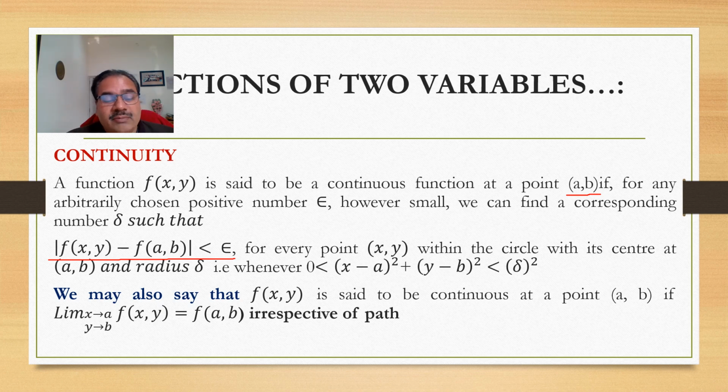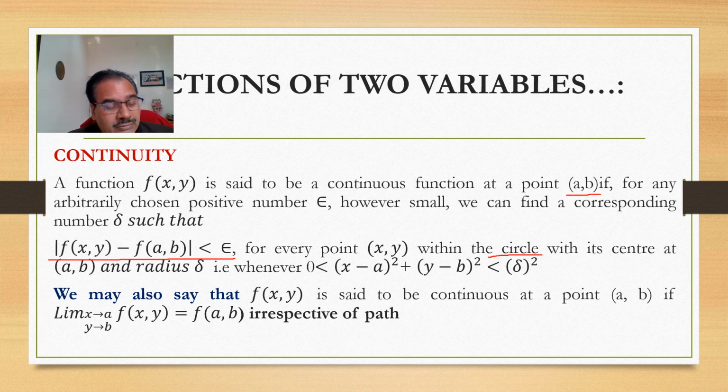Remember, you know the function with a single variable: what is the limit and what is the continuity? Now, since we are going to discuss two variables, continuity may be defined like this for the two variables x and y. The modulus of f of x, y minus f of a, b is less than epsilon for every point (x, y) within the circle with its center at (a, b) and radius delta, whenever 0 is less than (x minus a) whole square plus (y minus b) whole square is less than delta square. So this is a kind of disk.